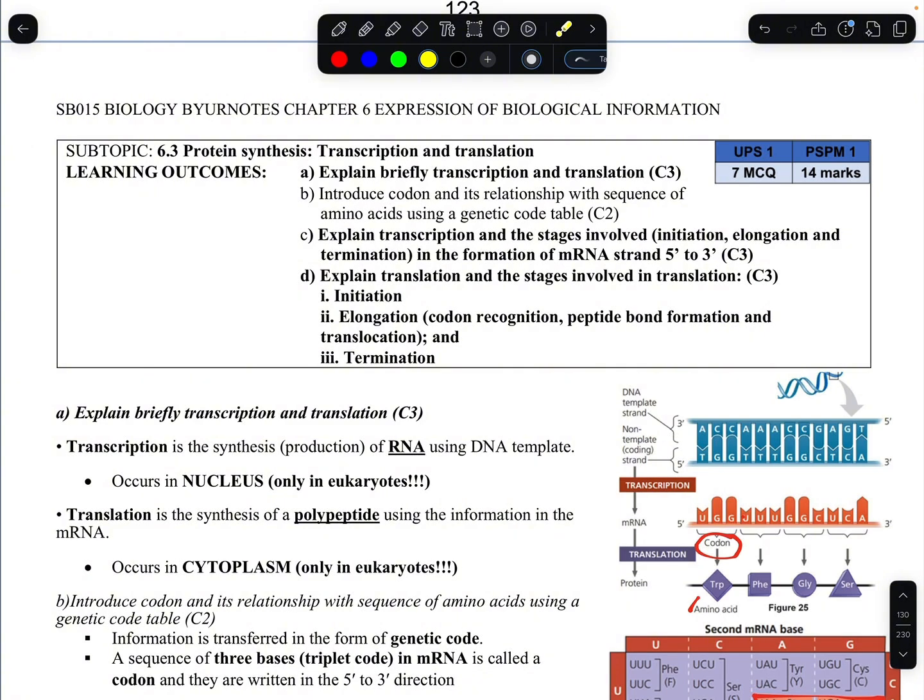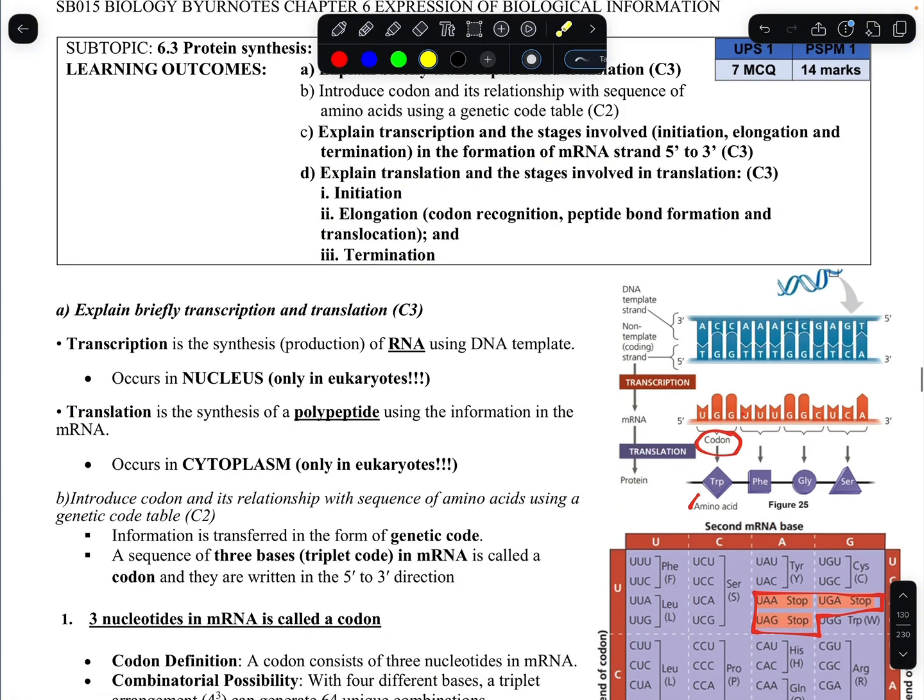And we are going to cover more about transcription, especially the stages, which include initiation, elongation, and termination to form mRNA. So this will be our main focus for this video. Translation, next video. Okay, so let's take a look at transcription.